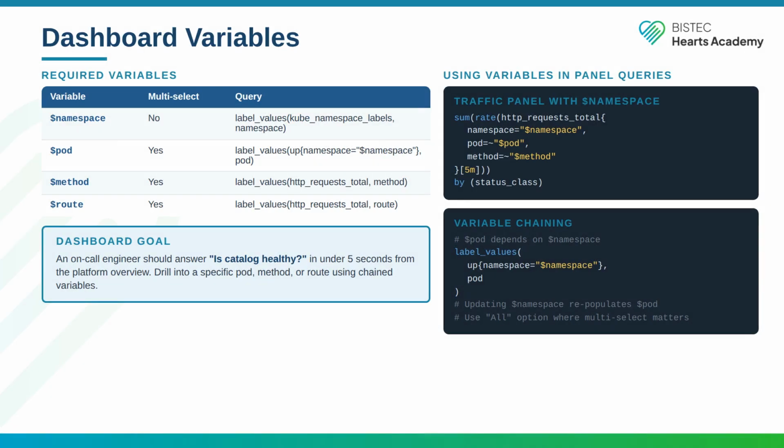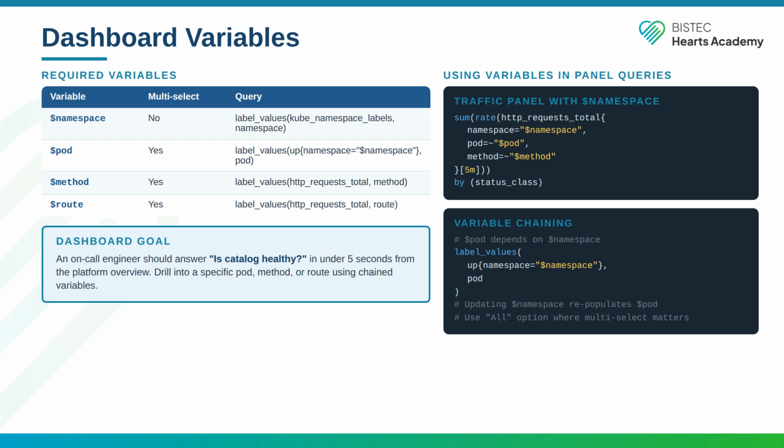Dashboard variables make a single dashboard reusable across different namespaces, pods, methods, and routes. Without variables, you would need a separate dashboard for every service. With variables, one dashboard covers the entire platform. The 4 required variables are namespace, pod, method, and route. Each is a query type variable.